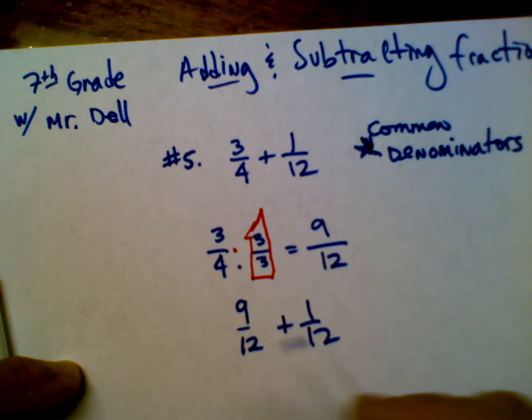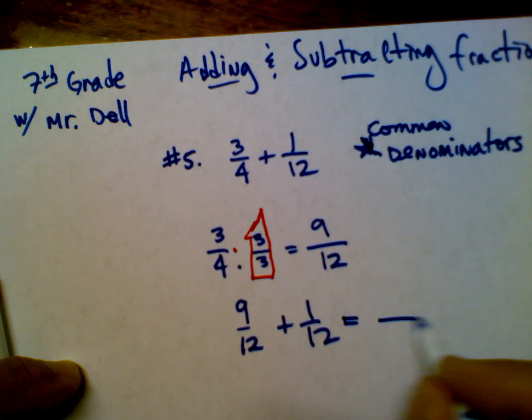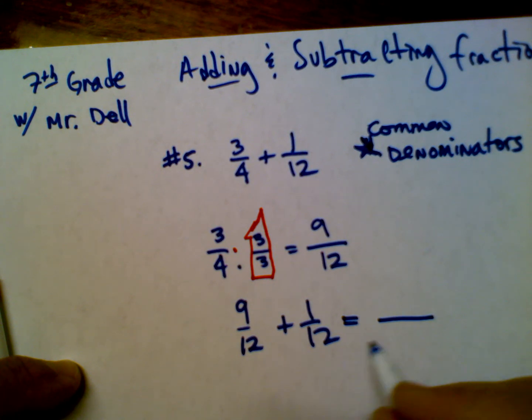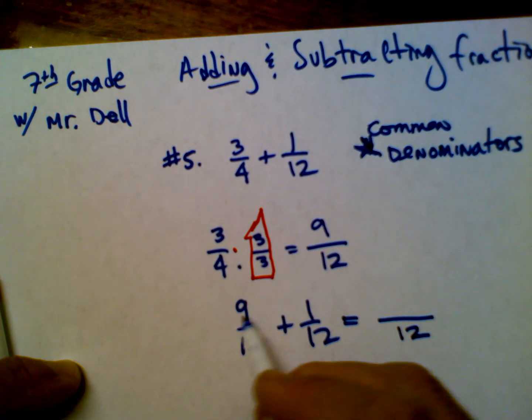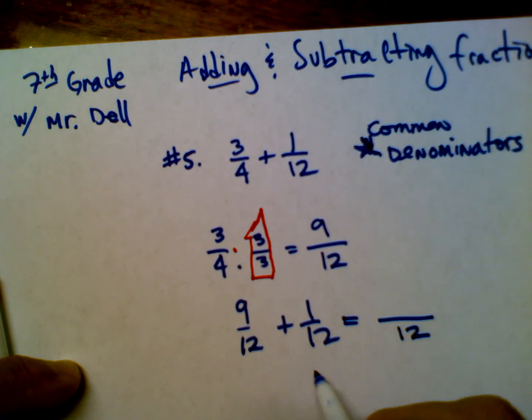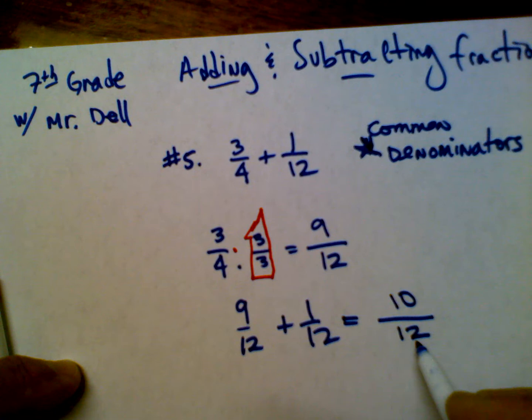Now I can add them, and in order to add fractions, as long as the denominator stays the same, we can do that. We keep the denominator the same when we add fractions, and all we do is add the pieces, and that's the numerator. So the denominator doesn't change, the numerator adds, and I get 10. So 10 over 12 is the correct answer.